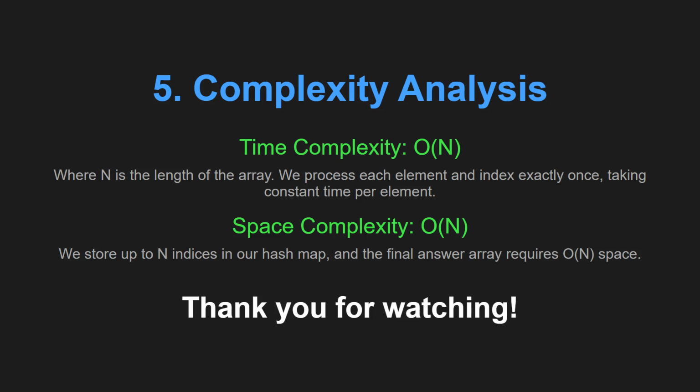Finally, let's review the complexity analysis. The time complexity is O of n, where n is the length of the array. This is because we group the elements and process each index exactly once, and our prefix math takes constant time per element. The space complexity is also O of n, because we store all the indices in our hash map, as well as the output array.